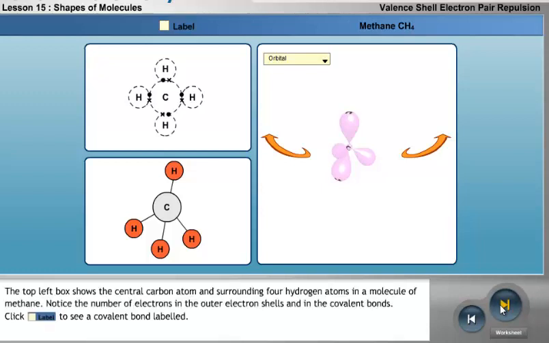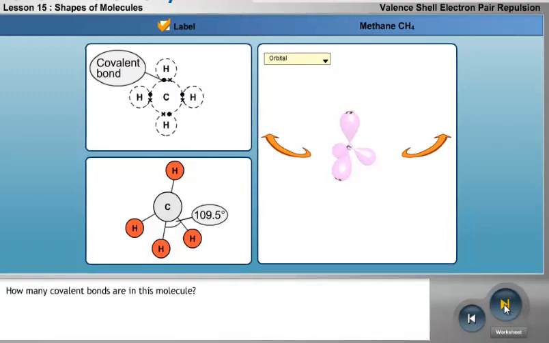The top left box shows the central carbon atom and surrounding 4 hydrogen atoms in a molecule of methane. Notice the number of electrons in the outer electron shells and in the covalent bonds. Click Labels to see a covalent bond labeled. How many covalent bonds are in this molecule? Answer: 4.